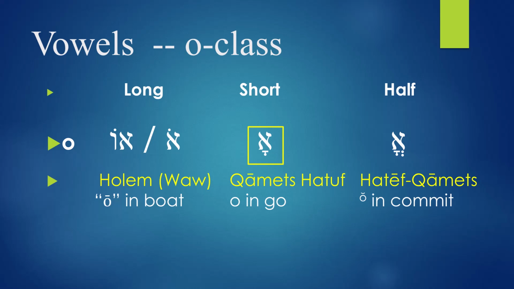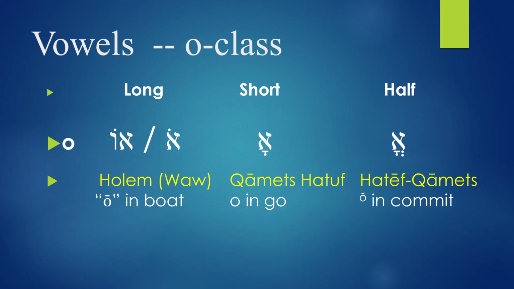So here it's kametz hatuf, O sound. It's O as in the word go, the short O sound. And then we have the half vowel, and on the half vowels we have hatef kametz. Hatef kametz is making the shorter O sound. It's O as in the word commit. That shorter O sound is what hatef kametz makes.